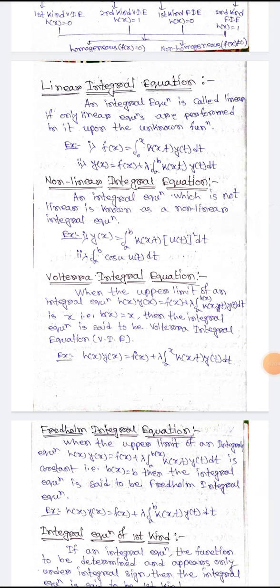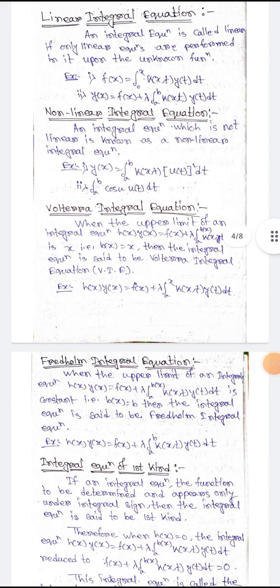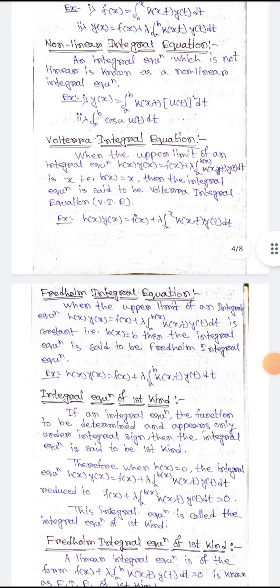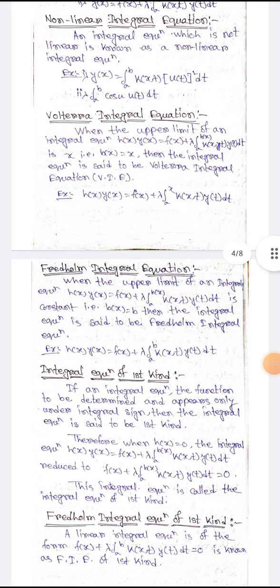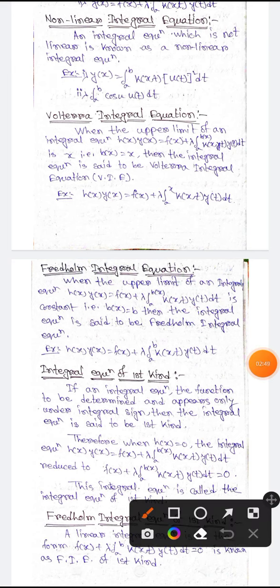So when the upper limit of an integral equation, that is b(x), equals x, then the integral equation is called a Volterra integral equation. And when the upper limit is b(x) equals b, then it's called a Fredholm integral equation. b(x) equals x and b(x) equals b.